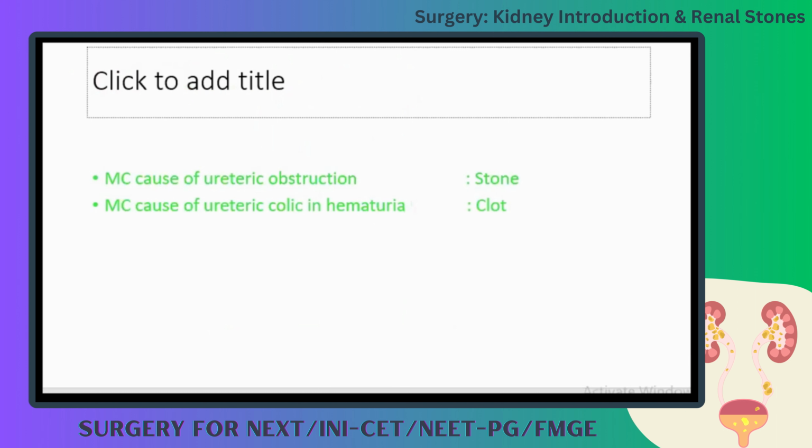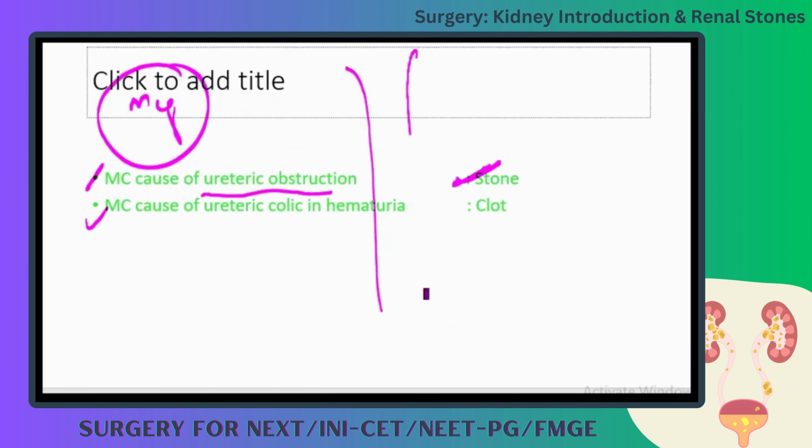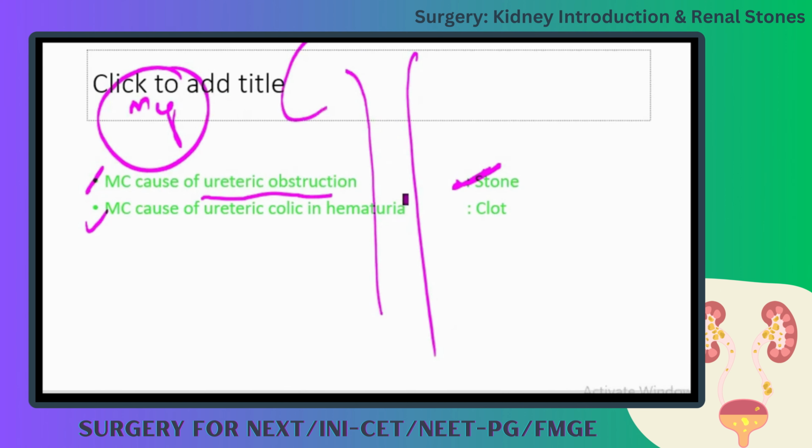Okay, and the most common cause of ureteric obstruction is stone. See here, this is an MCQ. They are asked frequently. If this is the ureter, this is the kidney. The most common cause of obstruction is stone. But if in the question they clearly mention hematuria, then it is not stone, but it is a clot. A clot also can cause renal colic. Sorry, ureteric colic.